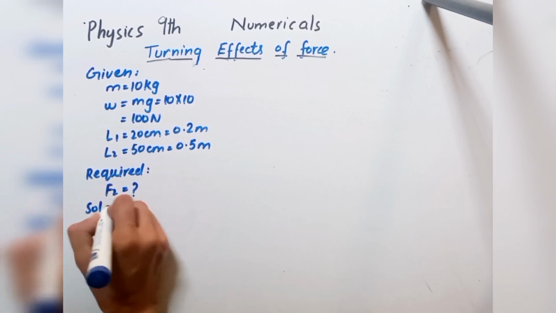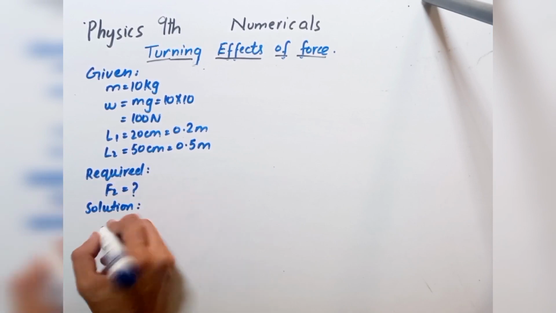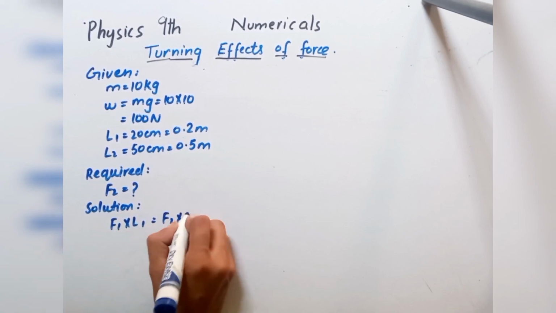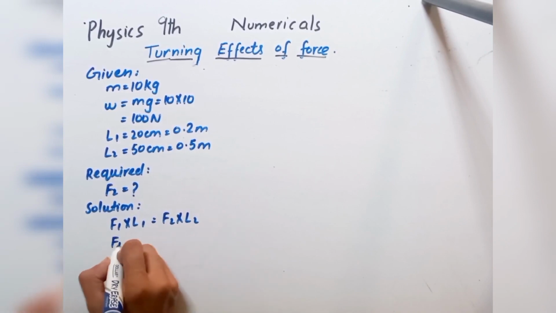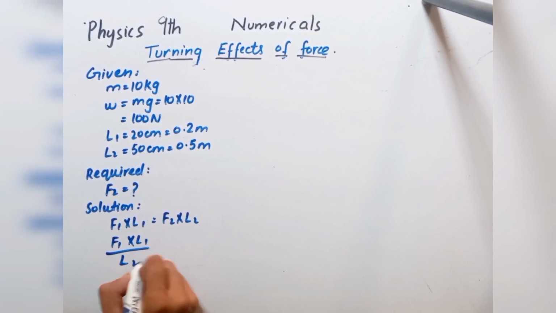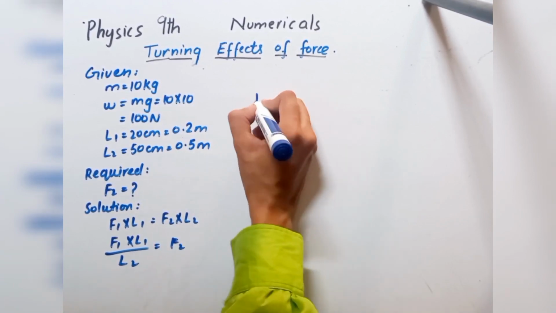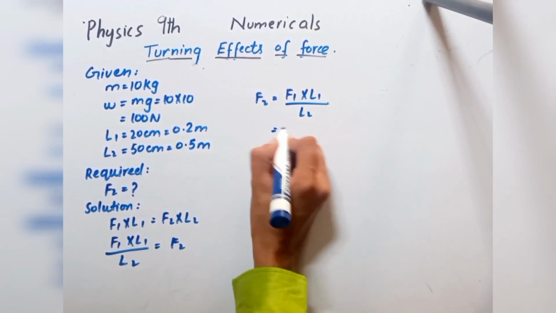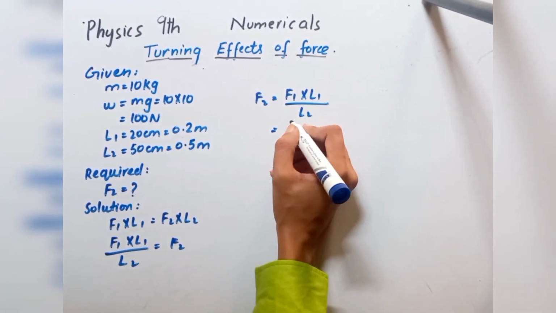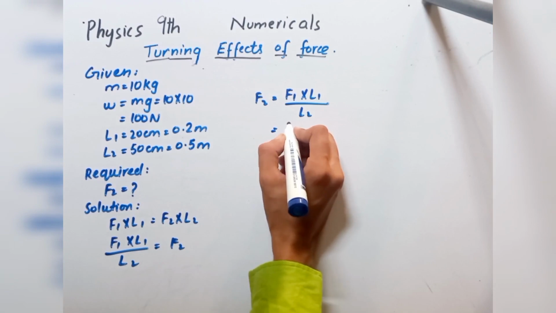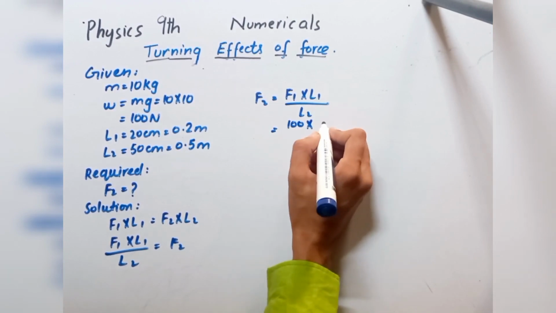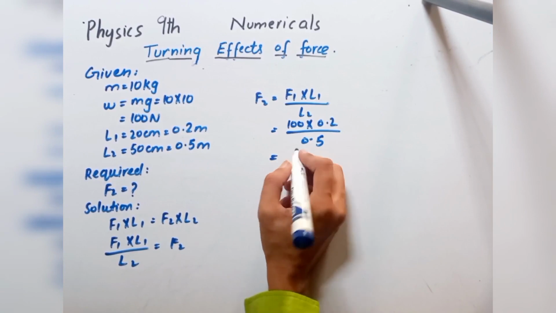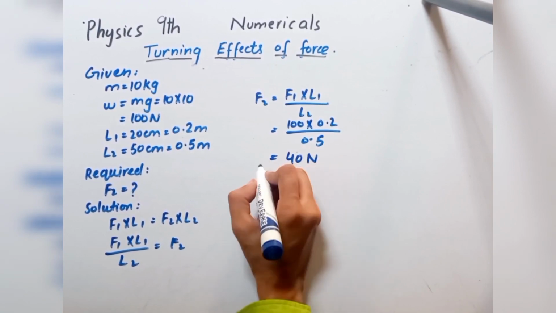For the solution, as we know that F1 multiplied by L1 is equal to F2 multiplied by L2. To find F2, we divide F1 multiplied by L1 by L2. So by putting values, F1 is 100 Newton, which is equal to the weight, and L1 is 0.2 meter, L2 is 0.5 meter. After calculation, the answer is 40 Newton.